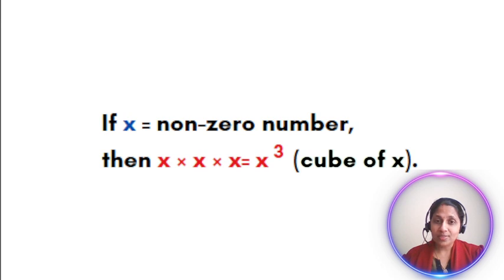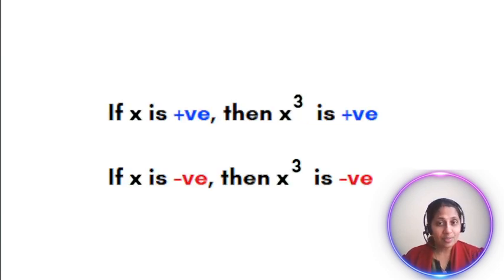What are cubes? Cube is nothing but, if x is a non-zero number, then x times x times x gives you the cube of the number, x cube. And one more thing that you have to note here is if x is positive, then x cube will also be positive. And if x is negative, then x cube will also be negative. Let's see this with an example, which is 2.